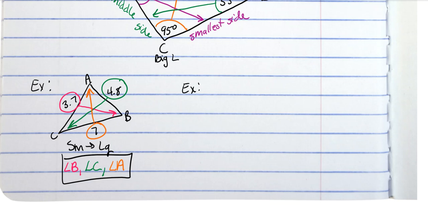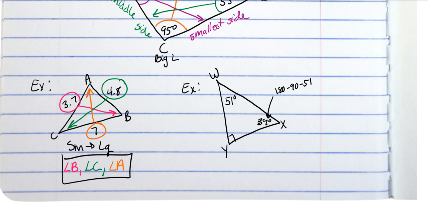My other example is if you have this triangle, I'm going to call it WYX. This is 90 degrees. This is 51 degrees. I know that looks like an 81, but it's 51 degrees. So we would need to find the third angle first. To figure out this angle, it would be 180 minus 90 minus 51, which makes it 39 degrees.